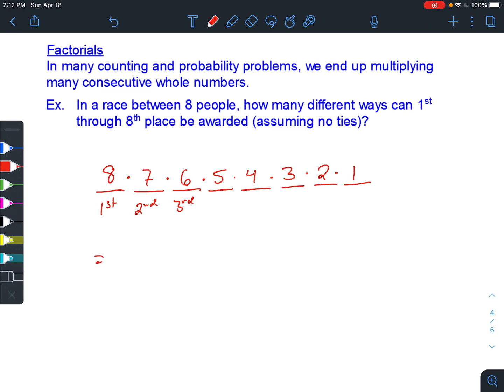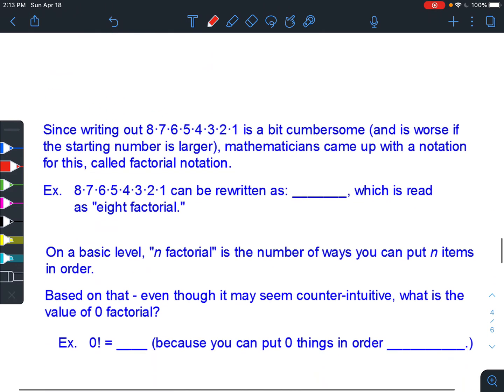And if we do that multiplication, it works out to be 40,320 different ways 8 people can finish in a race. And that's assuming no ties. If you allowed for ties, that'd actually be a larger number. So yeah, again, doesn't seem like 8 people, how many ways could 8 people do something? Well, apparently it's a fairly large number. All right, let's keep going.